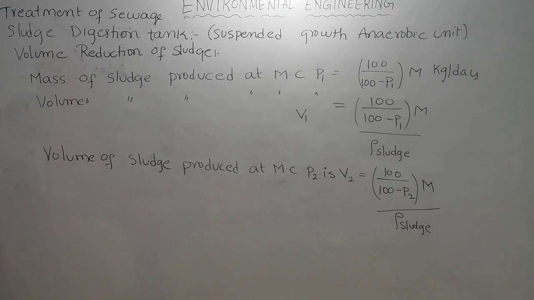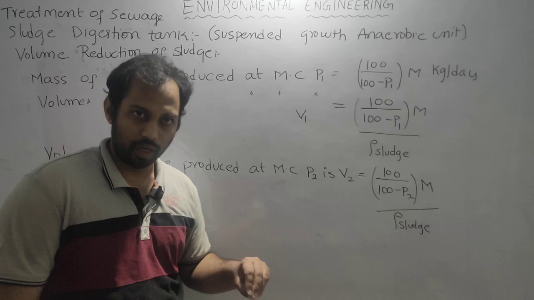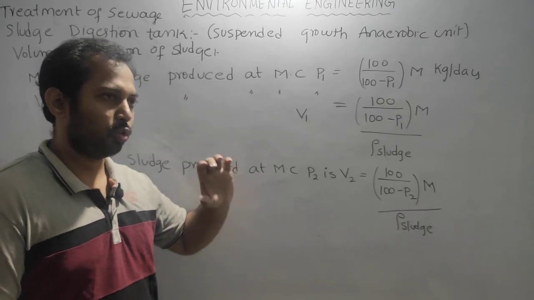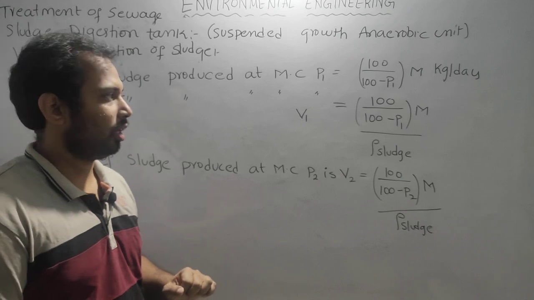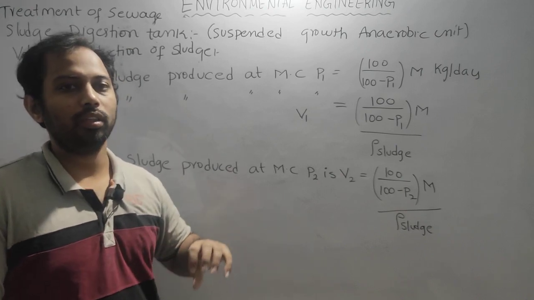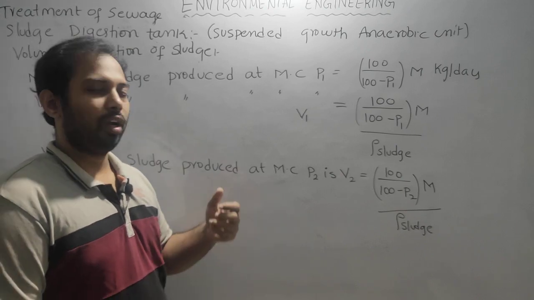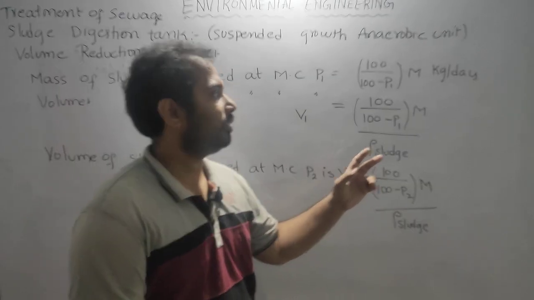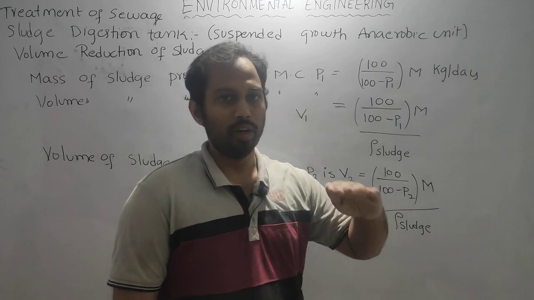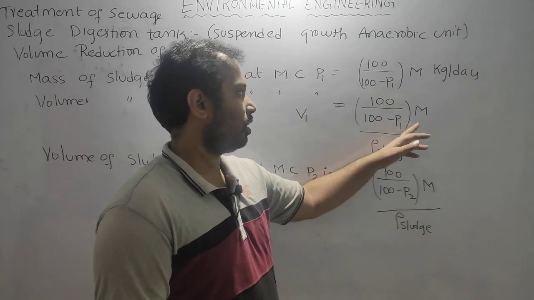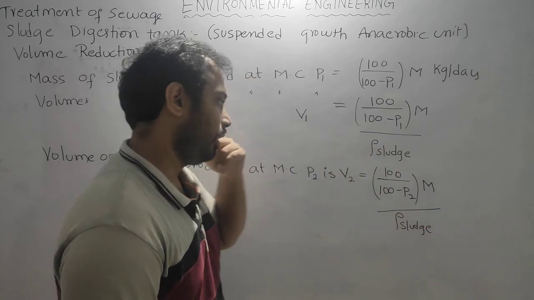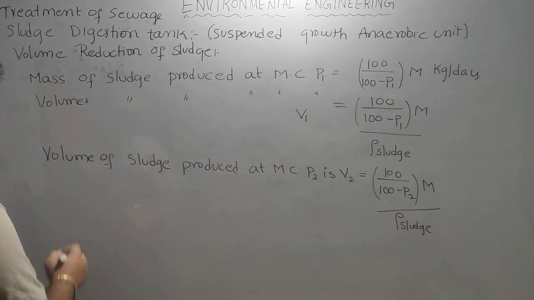So the mass of the solids, whatever the moisture content, you are reducing the water content, you are not reducing the solids content. Are you getting what I am saying? Whenever we are doing sludge thickening, we are reducing the moisture. So this solids mass is m. This m will remain the same in both the cases. So what is the m value for the first case? What is the m value for the second case?